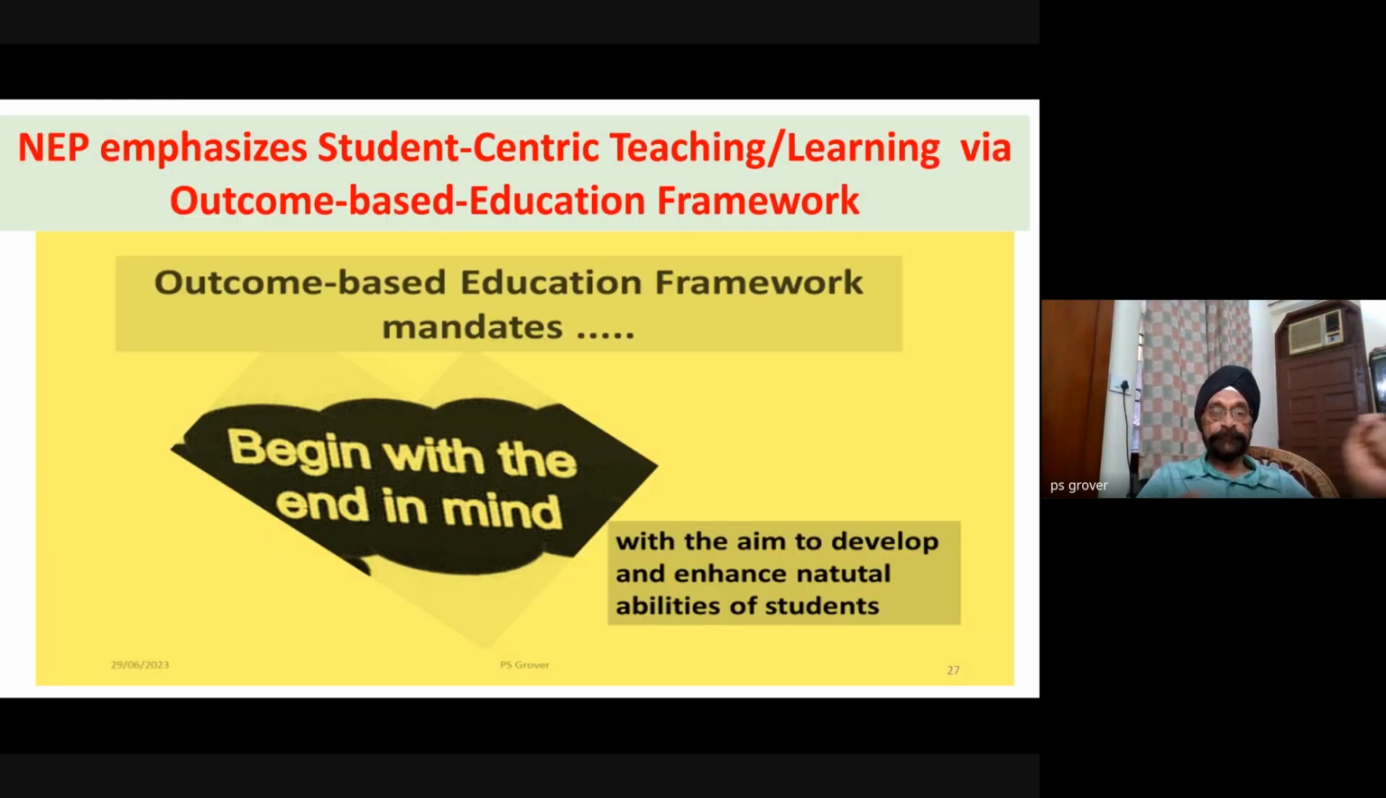Now, when I say student-centric system, NEP says the student-centric system sees that you decide as faculty, as an institution, what you want your student to be. If I want my student to be a good entrepreneur, if I want my student to be easily employable, employed in a very good organization, or in an organization which is working on current technologies, then NEP says think beforehand. What do you want your students to be? Begin with the end in mind. So this is possible, because the outcome-based education framework mandates these things.